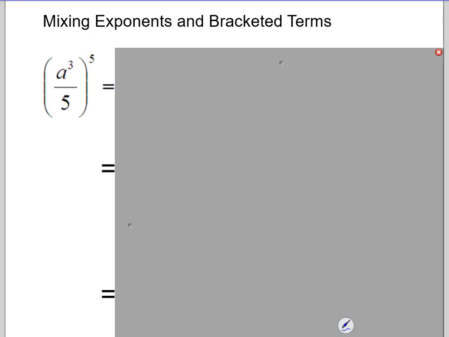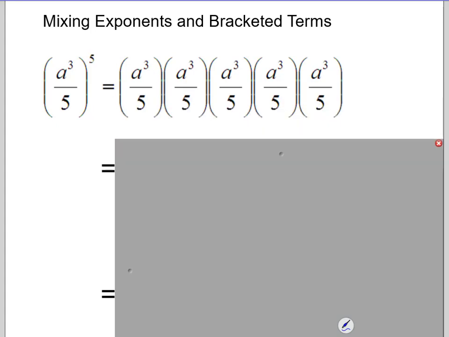All right, so let's mix them all up and see what we have. We have a cubed divided by 5, all to the exponent 5. Okay, so this starts to get a bit messy. It looks something like that. And again, while you're learning, it's a good place to write it out. Or as you get more comfortable, you'll get a lot quicker.